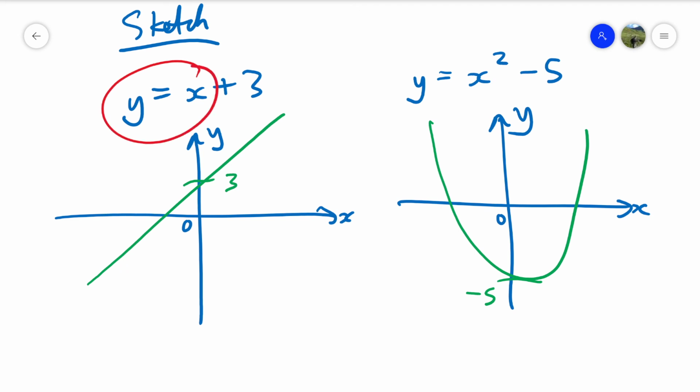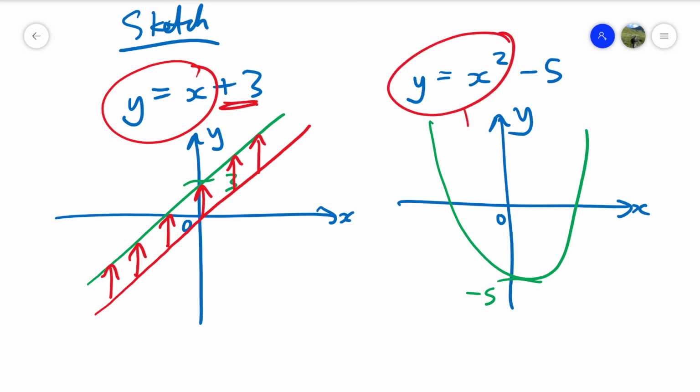This is like the graph y equals x, but with 3 added. Remember, the equation says y equals x plus 3, so we're adding 3 to the y value. So the y value is increasing by 3. The x value doesn't change, but the y value increases by 3, so it gets lifted up by 3.